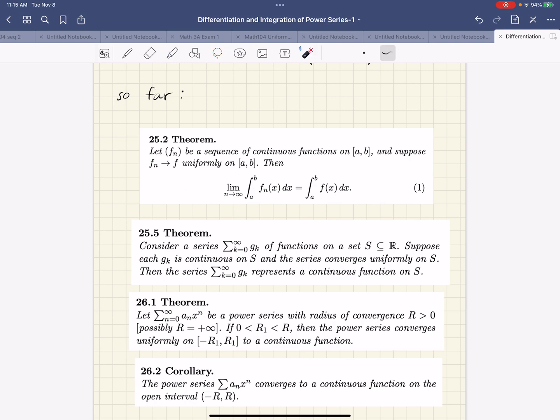The first one here is a result about uniformly convergent functions, right? So if a sequence of functions is uniformly convergent, it tells us that the limit of the integrals is the integral of the limit. So this is one of our key results. This allows us to interchange limits under certain conditions.